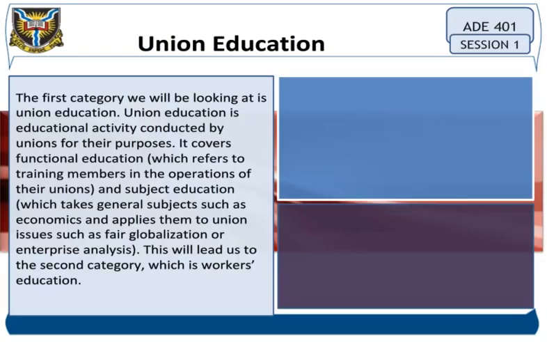Union education. The first category we will be looking at is union education. Union education is educational activity conducted by unions for their purposes. It covers functional education, which refers to training members in the operations of their unions, and subject education, which takes general subjects such as economics and applies them to union issues such as fair globalization or enterprise analysis. This will lead us to the second category, which is workers' education.